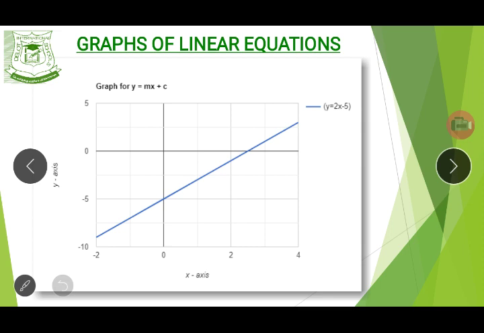This is the graph for that table that we saw, right? Now remember that when x was minus 2, y is minus 9. So this is minus 9. Do you see that now? And then the scale here, you can see that the scale here is 1 centimeter to 1 unit. Do you see that now?